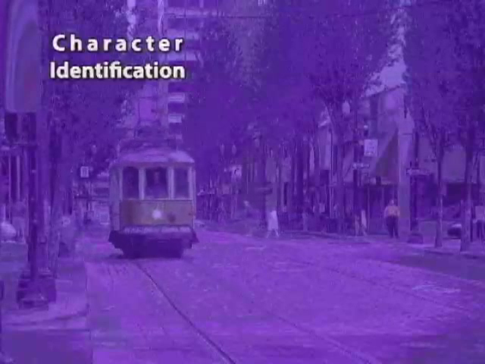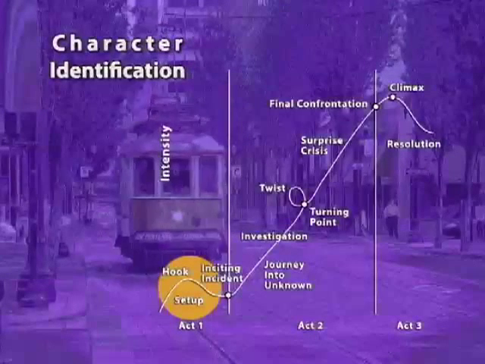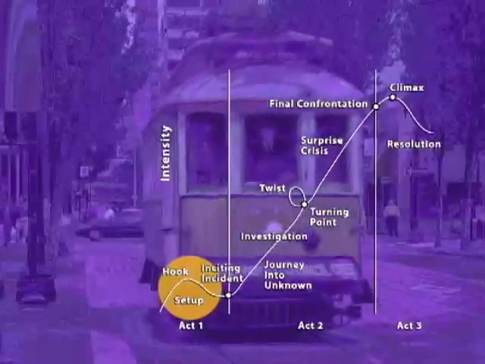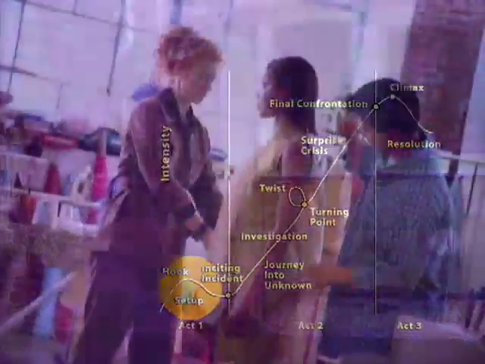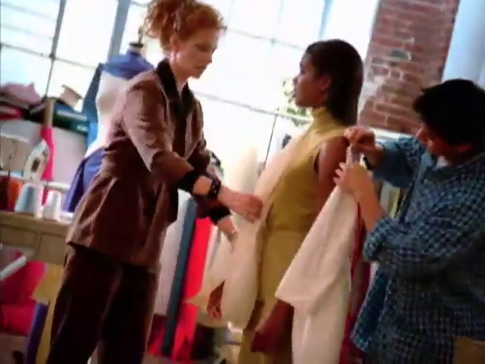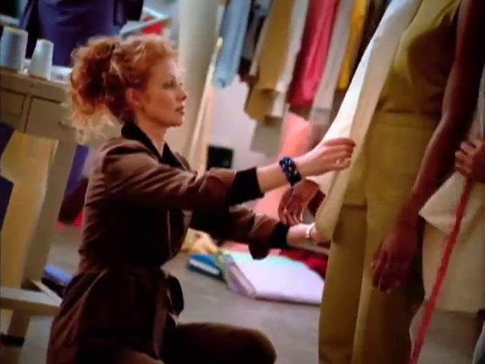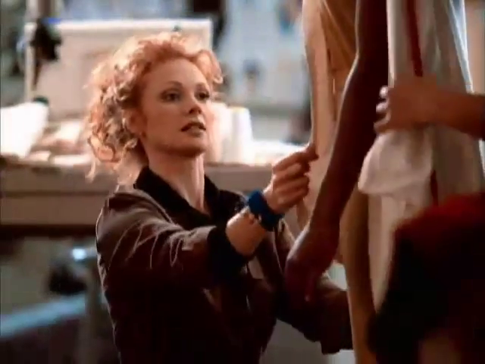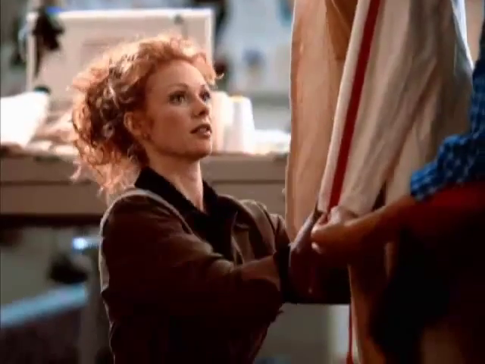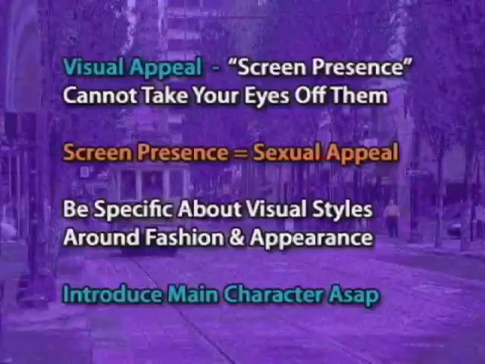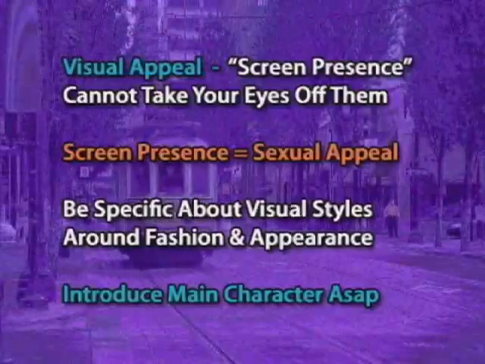Another character identification technique to use with your characters in Act 1 is visual appeal. Great actors have what's known as screen presence, meaning that you cannot take your eyes off of them when they walk into the frame. When Elizabeth Taylor walks onto the screen, you watch her above all else. There's just something about her, it's very magnetic. Visual appeal is often thought of as sex appeal. Jack Nicholson may not be the most handsome man in the world, but he has great sex appeal.